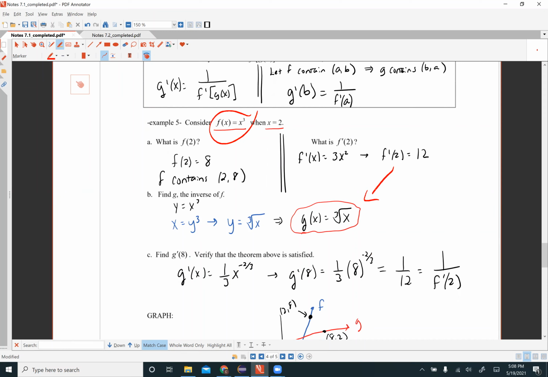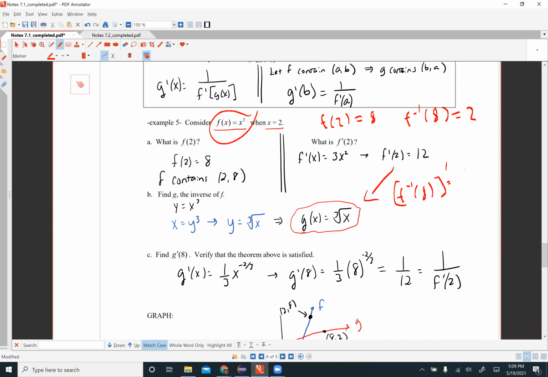But let's say we want to know the derivative of the inverse of f of x equals x cubed at 8. We know that f of 2 equals 8, so f inverse of 8 is equal to 2, because the inverse reverses whatever f does. Now, what is the derivative of that? You can just use this formula right there.